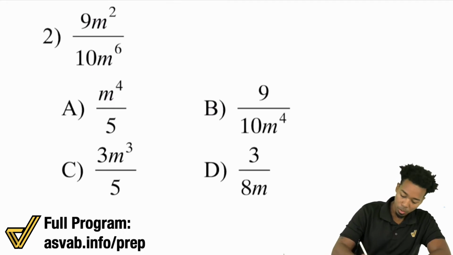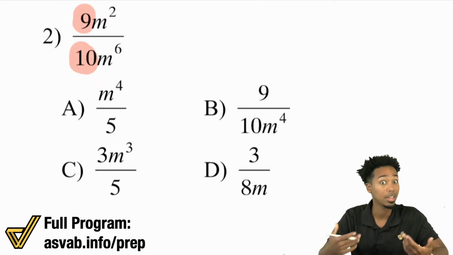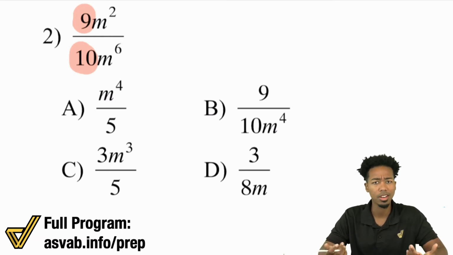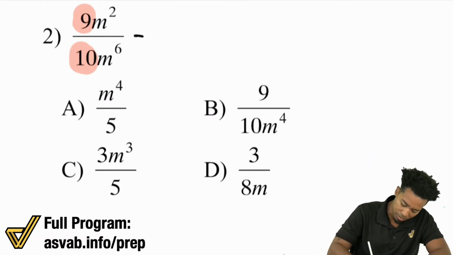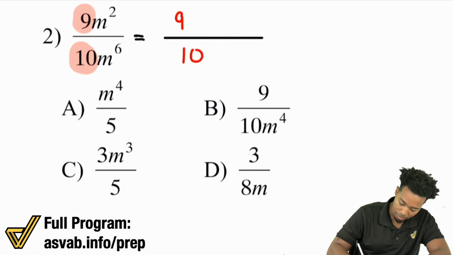So when you look at 9 over 10, can you simplify 9 and 10? And what I mean by that is, do they have any common factors that we can divide out or cancel out? No. 9 and 10, they don't have anything in common. So with that, we would just leave it as 9 over 10. We would just leave it as 9 on top and 10 on bottom.